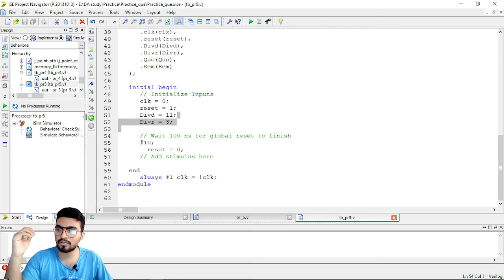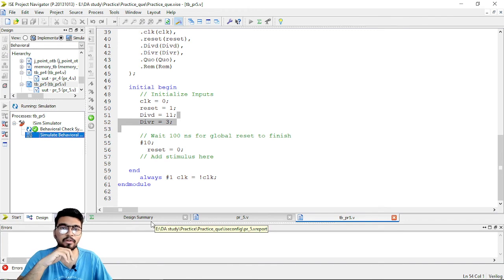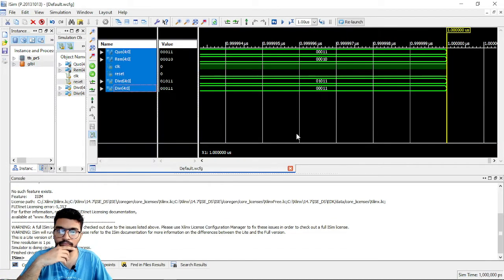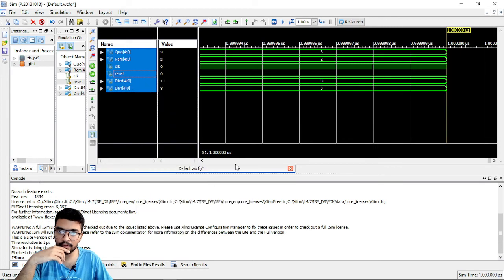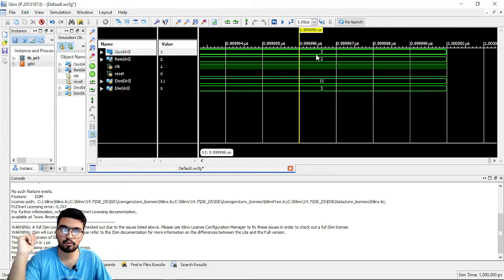So let's now go for the behavioral check of this test bench, and then the simulation. We will have output as 3 and 2, for quotient 3, remainder 2. Let's check it out. If I change it to unsigned decimal, you can see dividend and divisor as 11 and 3, and 3 threes are 9 plus 2, so basically 3 quotient and 2 remainder.